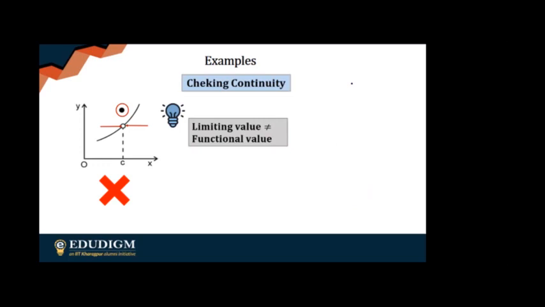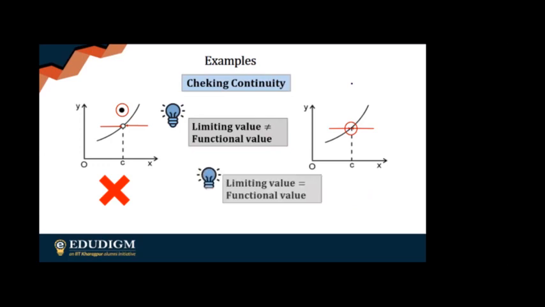Let's take another example. This limiting value is okay, but if you look at the functional value, both of them exist, but they are not equal. Consequently, this is not continuous. Similarly, let's take another example. This is perfectly all right. The limiting value and the functional value are all equal. Consequently, this graph is continuous at x equals c. I hope once you get these examples right, you will understand the basic requirements for continuity.